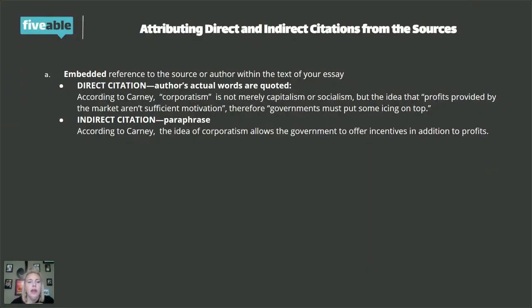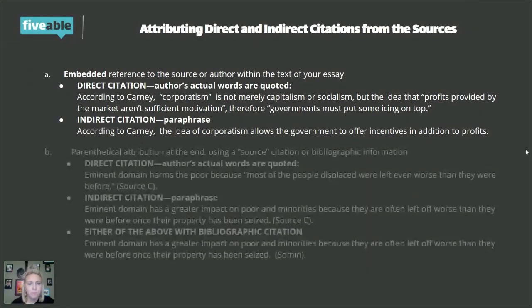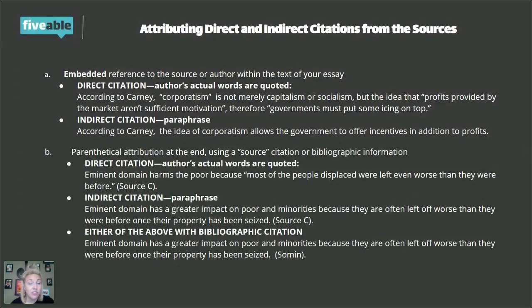Okay. Now, here are some parenthetical attributions. So here is what we're going to do to make sure that they know we're citing. So direct quote or direct citation with my source information. Eminent domain harms the poor because most of the people displaced were left even worse than they were before. Source C. So that is where that information came from. Okay, that's my citation to prove to you, here's my first source that I'm using. Check off one of them.